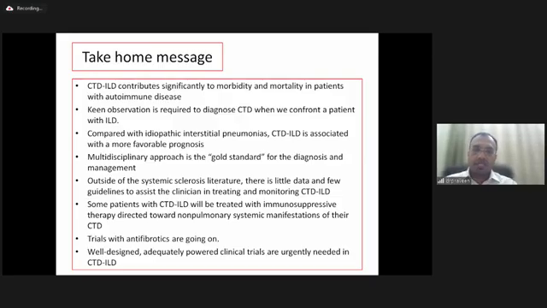Some patients with CTD-ILD will be treated with immunosuppressive therapy directed towards their non-pulmonary systemic manifestations, because that is sometimes the one thing that can improve their quality of life rather than the ILD part alone, because the ILD part may not reverse at that point of time. Trials with antifibrotics are going on, and we require well-designed, adequately powered trials.